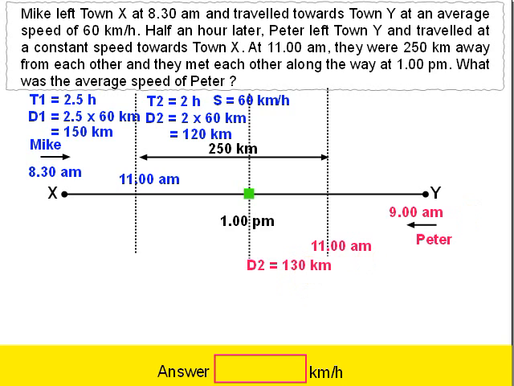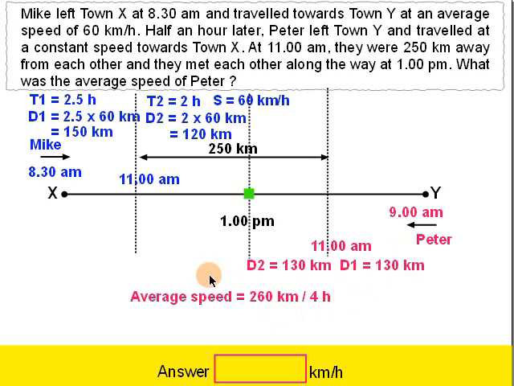And here is another 130. D1 is 130, and here is also 130. Why is it so? Because you see, for Peter, if it takes 2 hours to travel 130 km, that means from town Y to 11 a.m., which is also 2 hours, he will travel 130 km. Now what is the average speed? The total distance is 260 km.